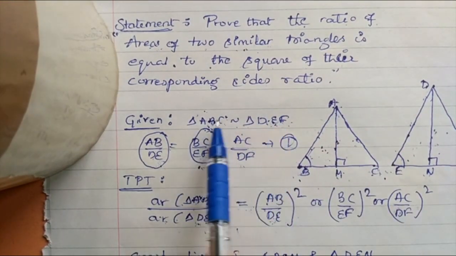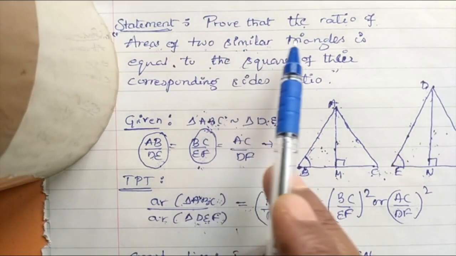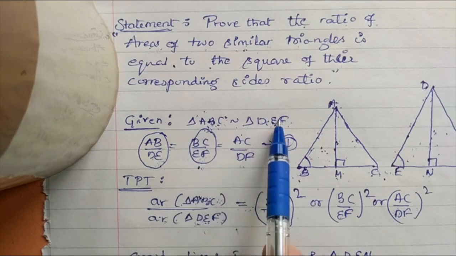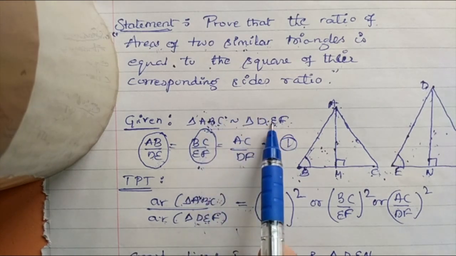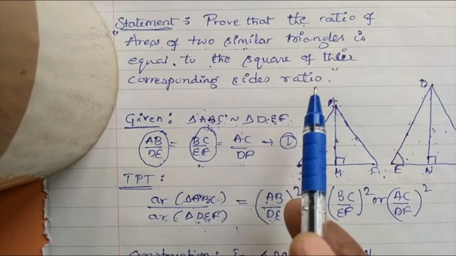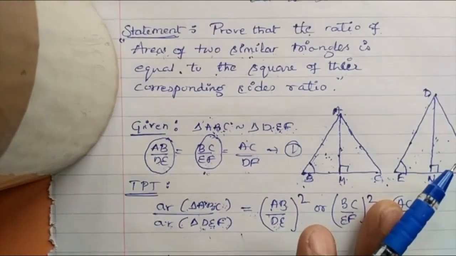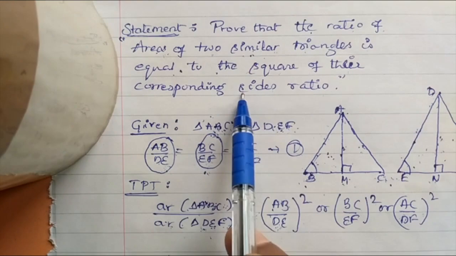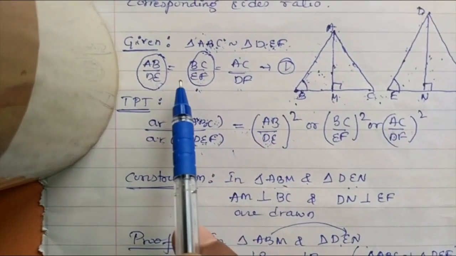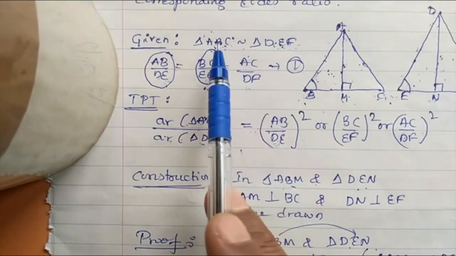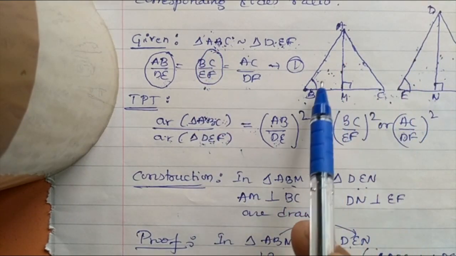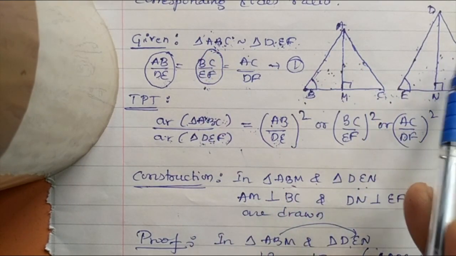When two triangles are similar, how will the areas of these two triangles, area of ABC and area of DEF, be? That is also always equal to the square of their corresponding sides ratio. Look at which are the corresponding sides when these two triangles are similar. Here AB and DE, BC and EF, AC and DF.